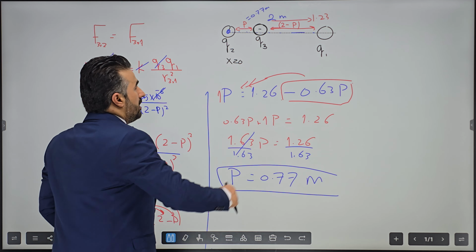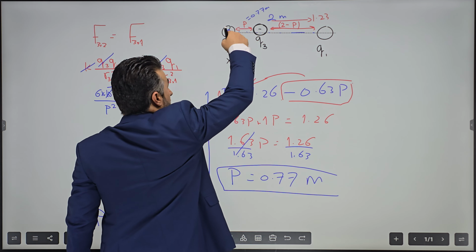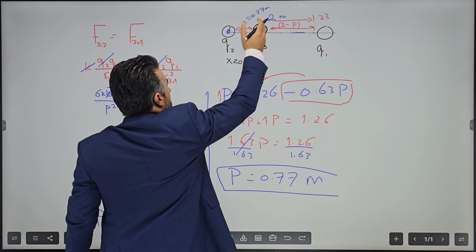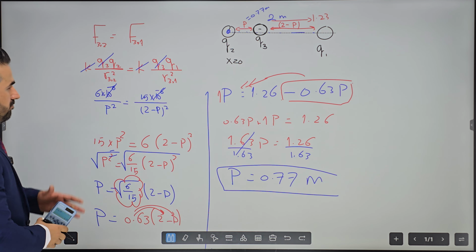So now we know that if you place charge 3 at a distance of 0.77 from Q2, then at that point this charge will be at equilibrium. So this is how you do that.